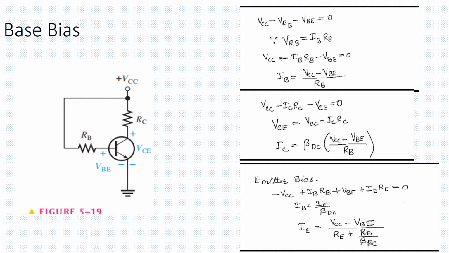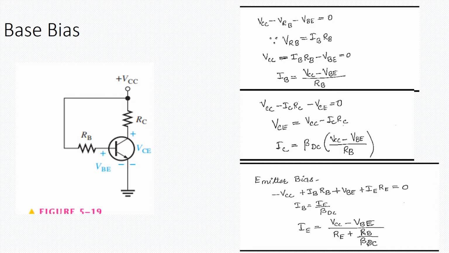So coming to the various DC biasing. Base bias, here this circuit is given. Why base bias? Because we are applying an external DC voltage for biasing the base. That is why it is defined as a base bias. Now our objective is to find out the various parameters, that is the base current, collector current, and the emitter current. Right?